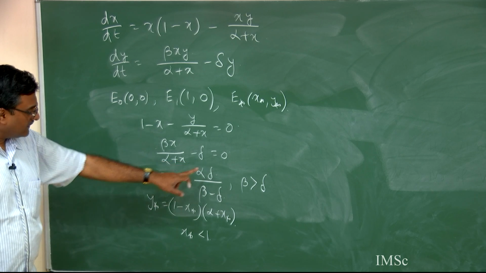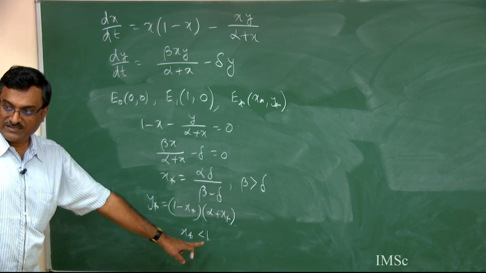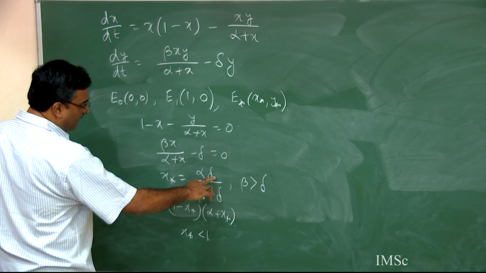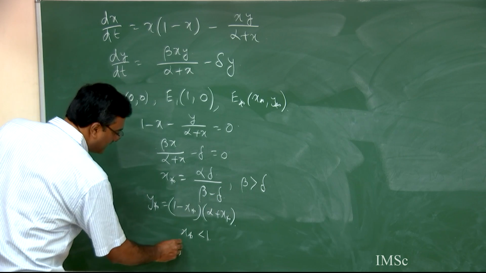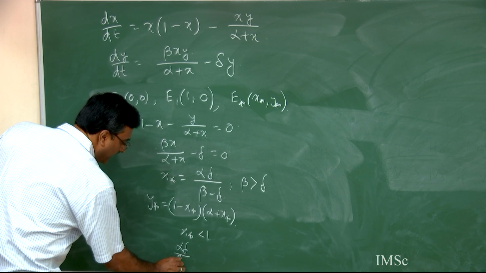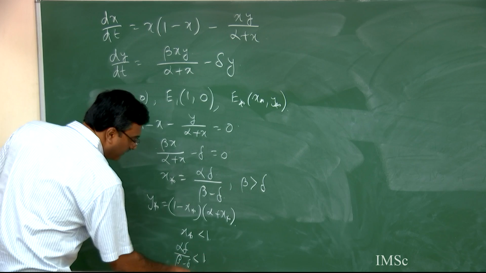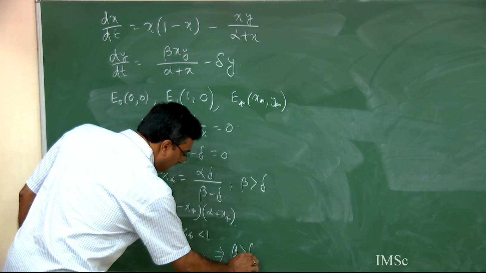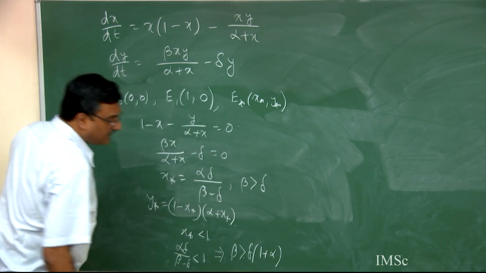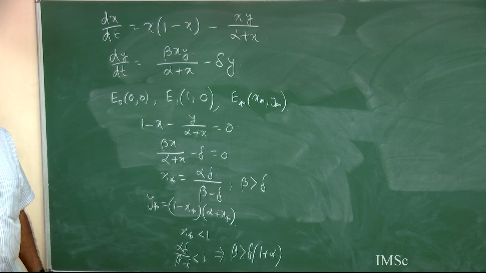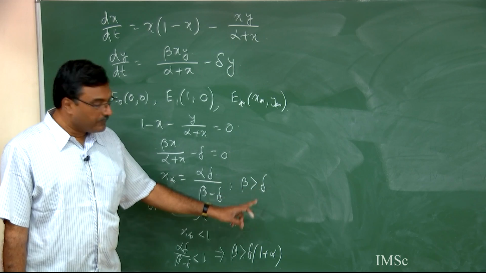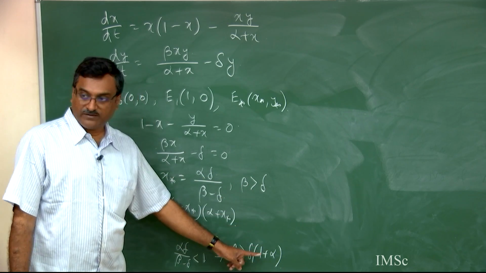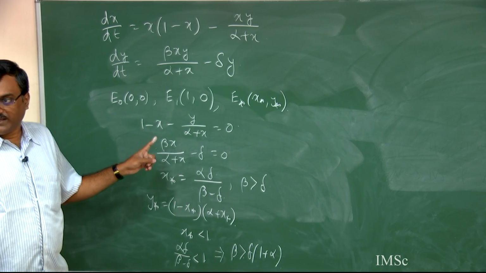So once x star is positive, this y star will be positive whenever x star is less than 1. If you substitute this expression here, that is alpha delta by beta minus delta less than 1, from here you can find that beta should be greater than delta into 1 plus alpha, correct. As alpha and delta are both positive, combining these two restrictions, we can say whenever this inequality is satisfied, then the interior equilibrium point is feasible.